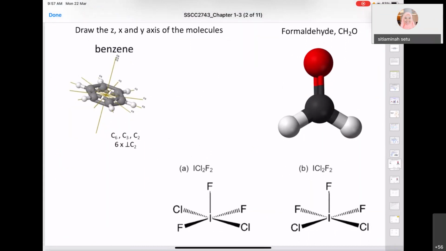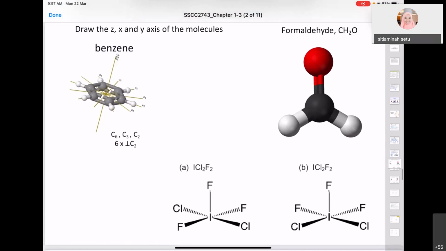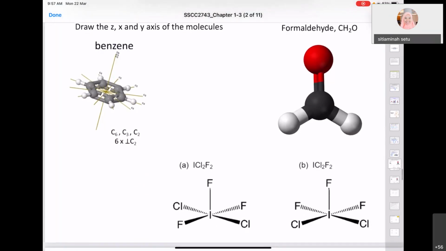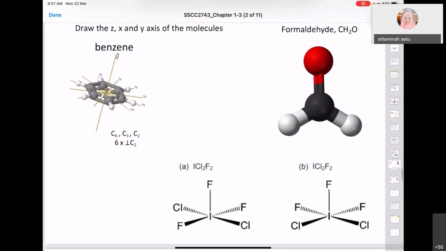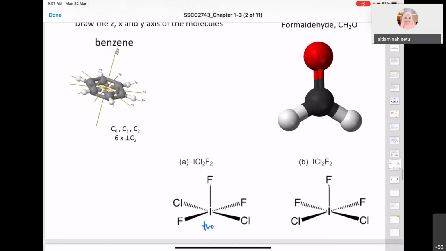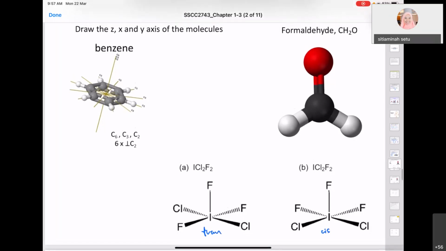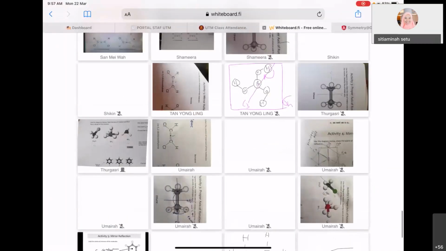Okay, ada 4 molekul, ada benzin, ada formaldehyde, ada ICl2F2 dengan ICl2F2. Ada, this is trans molecule and this is cis molecule. Okay. So tunjukkan the axis of this molecule dalam kita punya whiteboard.